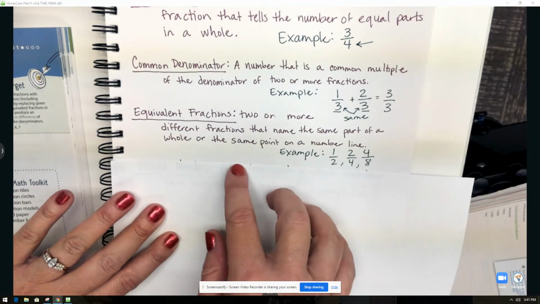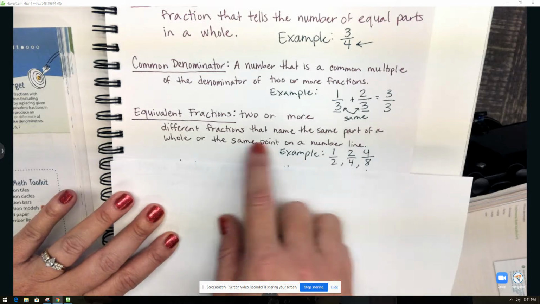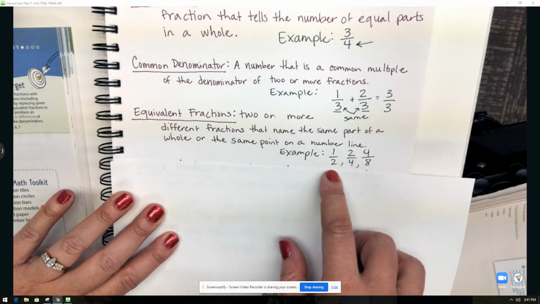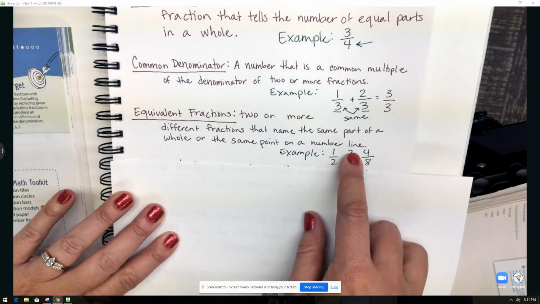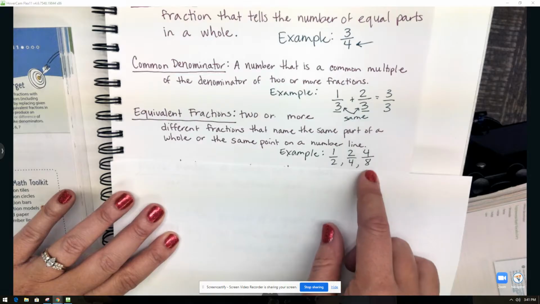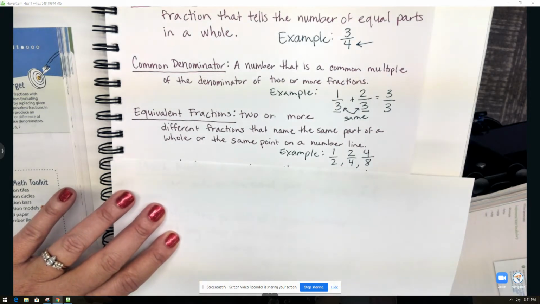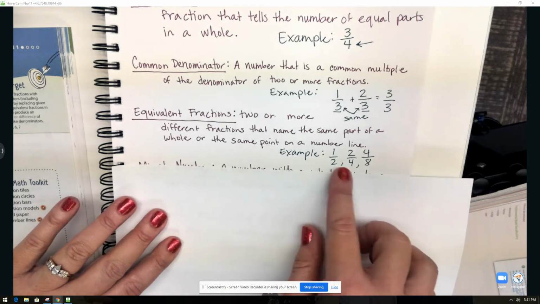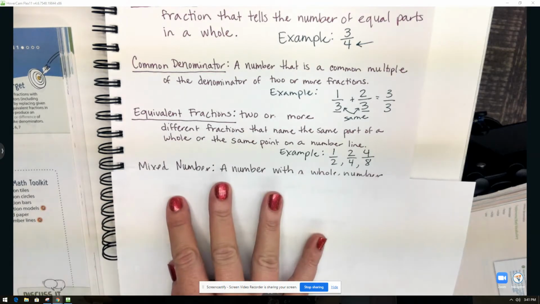Equivalent fractions are two or more different fractions that name the same part of a whole or the same point on a number line. So for example, we have 1/2. 1/2 is the same as 2/4. 2/4 is the same as 4/8. They all are going to be the same fraction of a whole. Even though they are different fractions, they're all going to tell you the same amount.